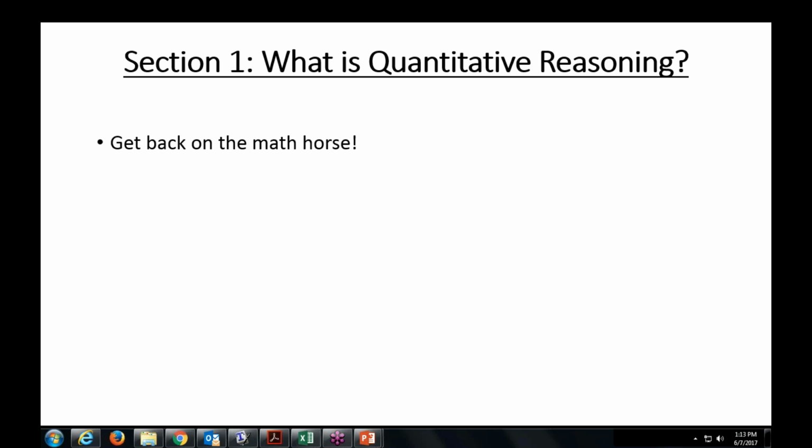So section 1, which does not have homework that goes with it. It's kind of your introductory section. And the big question is, what is quantitative reasoning? That is the title of the section. So, in my opinion, it's getting back on the math horse. Can anybody describe to me in their own words what is quantitative reasoning? So when you signed up for quantitative reasoning, what did that mean in your head? You can either type your answer, you can unmute yourself and start talking. Whatever you want to do.